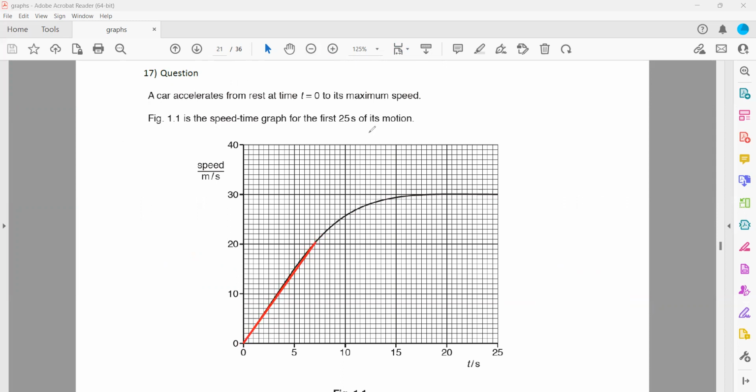Then the slope is decreasing. We can say the resultant force is decreasing, and eventually it is a horizontal line, so there is no acceleration, or we can say the resultant force is 0. So here the acceleration was constant. Here the acceleration was decreasing, and at this point the acceleration is 0.